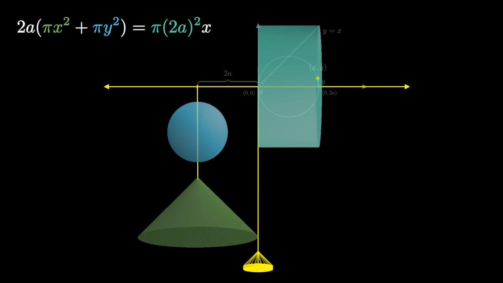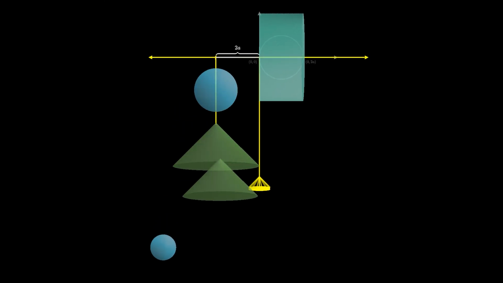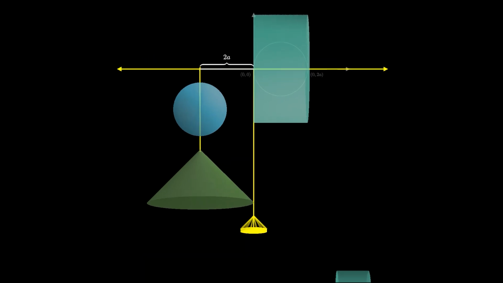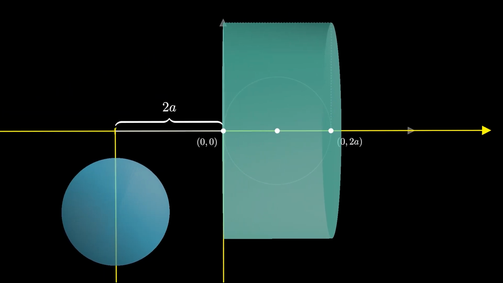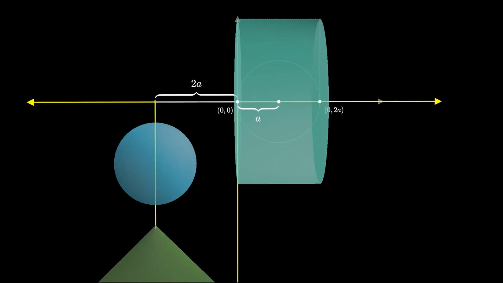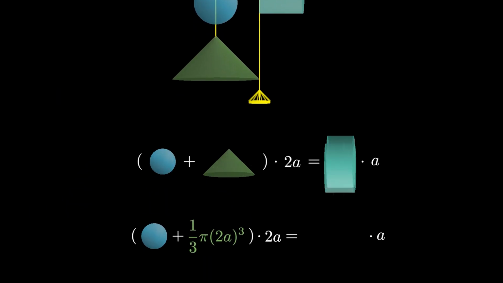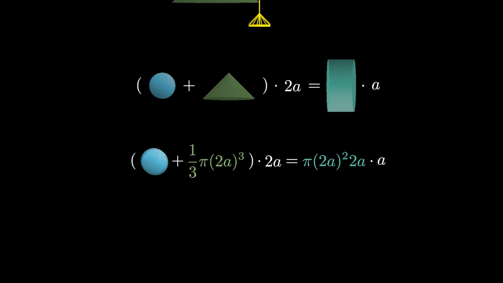From this balance relationship, we can get the following equation. The volume of the sphere plus the volume of the cone, multiplied by the distance from their center of mass to the fulcrum, which is 2a, equals the volume of the cylinder multiplied by the distance from its center of mass to the fulcrum, which is a. And Archimedes already knew the volume formulas for the cone and the cylinder, so substituting them in and simplifying the equation, we get the volume of the sphere, 4/3 pi a cubed, where a is the radius.